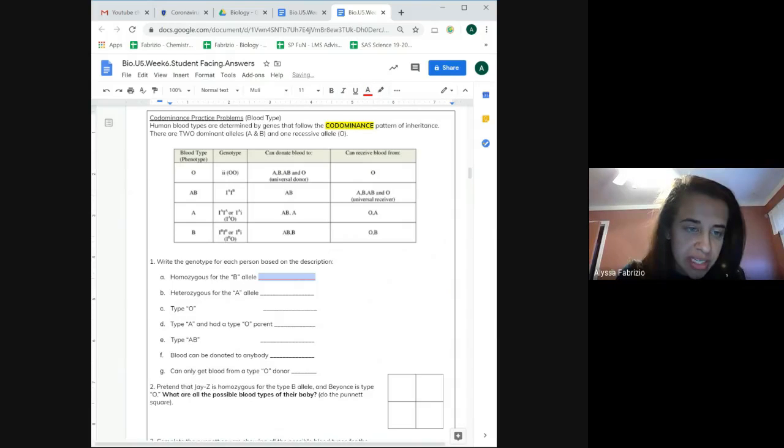So it's telling us to write the genotype for each person based on the description. So if someone is homozygous for the B allele, we look at what the genotype for the B allele is. Homozygous means they have the same exact thing. So it's going to be this I superscript B, I superscript B.